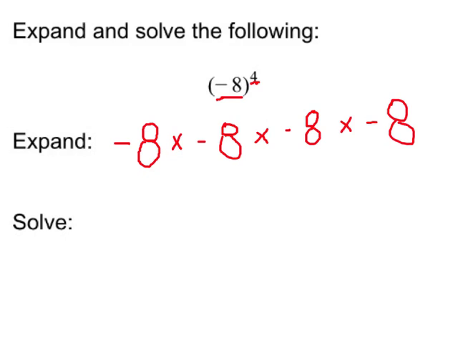And once again, you can use a calculator to help you solve this problem. So you do negative 8 times negative 8 times negative 8 times negative 8 on your calculator, and you'll end up with positive 4,096.